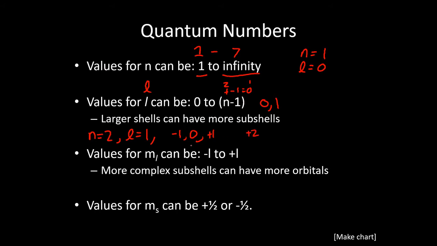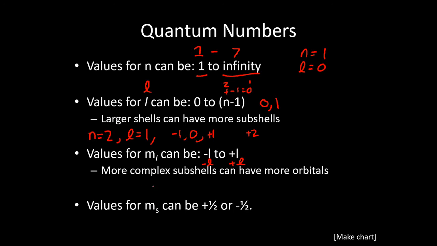That's not allowed, because the rules for m sub L are that it can be anything, and I know that looks like a 1, I really should have a different font here, that is anything from -L to +L. So because we said L was 1, that means that our values for m sub L can be anything from -1 up to +1. Those are the possible values for that number.